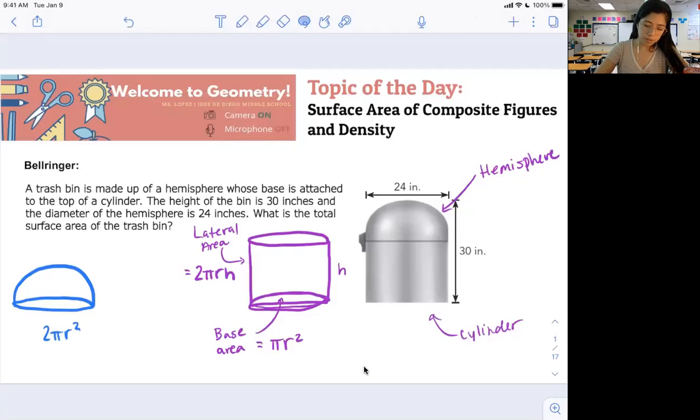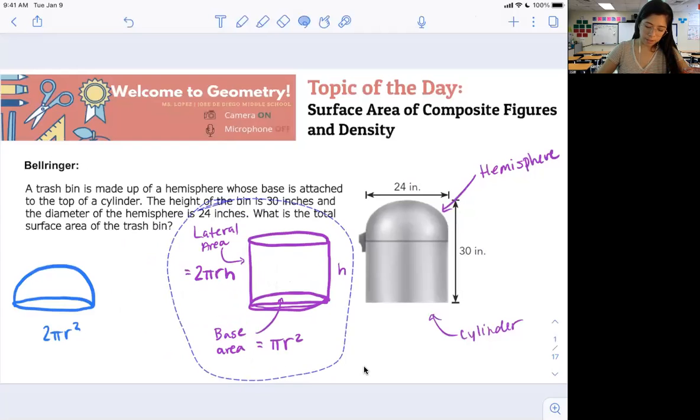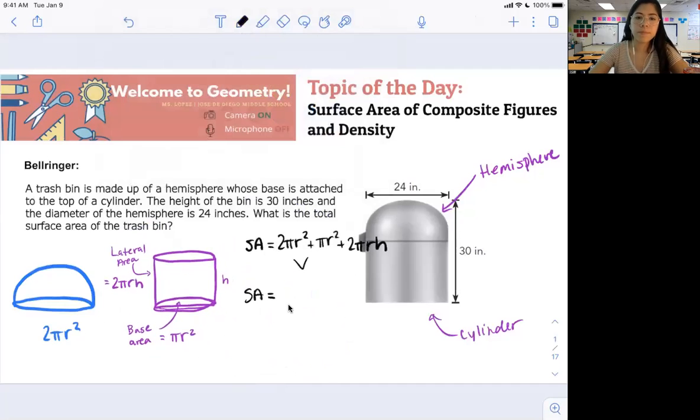Okay. So now we can go ahead and fill in the blanks and add it all up. So the total surface area is going to be 2 pi r squared plus pi r squared plus 2 pi r h. Now I have 2 pi r squared plus another pi r squared. So what can I write? Three pi r squared plus 2 pi r h.